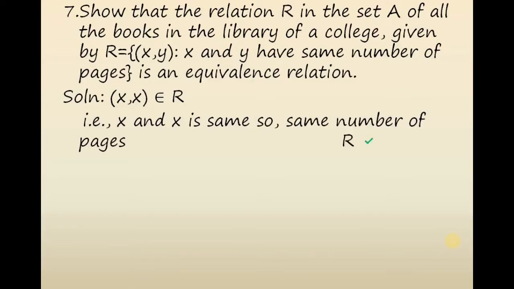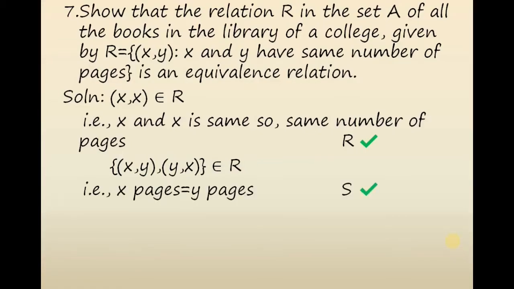Let's see if it is symmetric. It has to be in the form of (x, y) and (y, x). (x, y) means x and y have the same number of pages, which means y and x have the same number of pages. It is very direct again. So it is symmetric. Let's see if it is transitive. It means x equals y equals z, and x equals z, which is pretty obvious. So it is transitive.